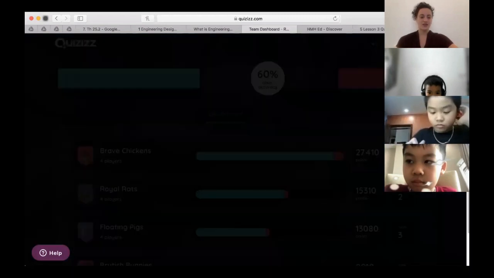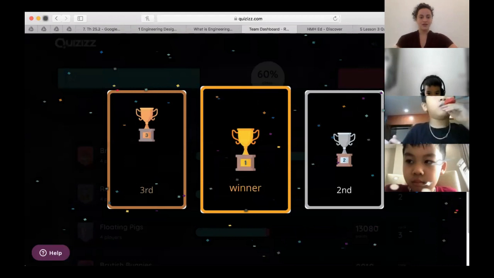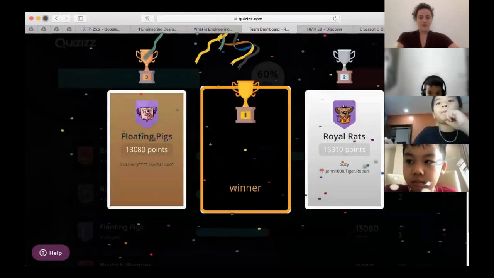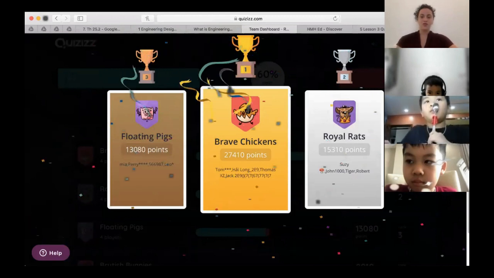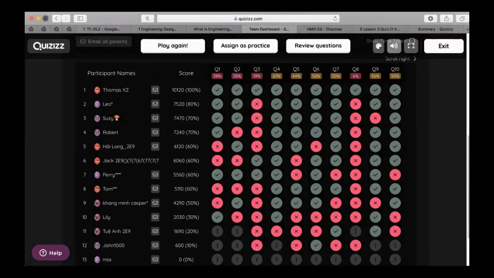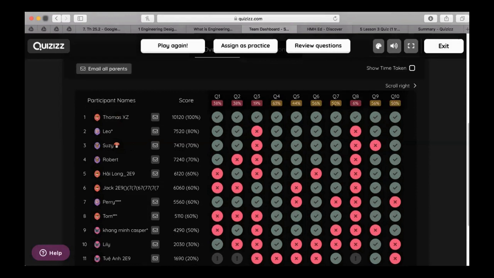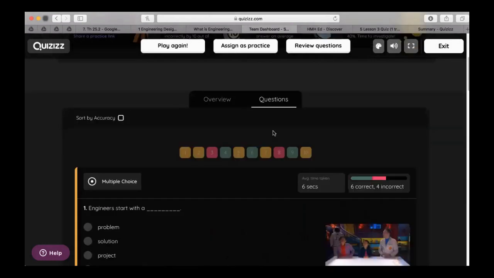Our Brave Chickens look like they're the winners. Second place is the Royal Rats. First place, we have Tom, Potato, Thomas, and Jack. Ooh, star team, nice work. It looks like a lot of people got question 1, 2, 3, and 8 wrong. So let's look at 1, 2, 3, and 8.